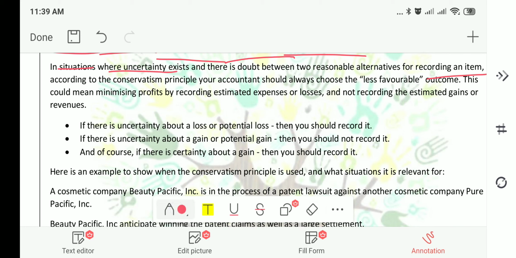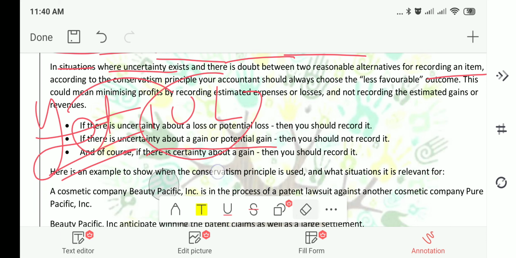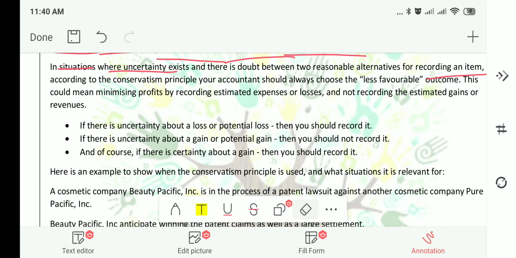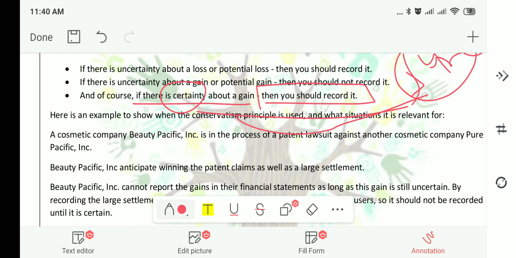Next, if there is uncertainty about a gain or potential gain, then you should not record it. That means if in future 10 lakh compensation is going to come back to you, then also you should not record it because there is uncertainty whether you will get it or not. But you have to record it if you anticipate that you may pay in future. And of course, if there is certainty about a gain, then you should record it. That means if you are sure that you are going to get the amount, then you can record it here.